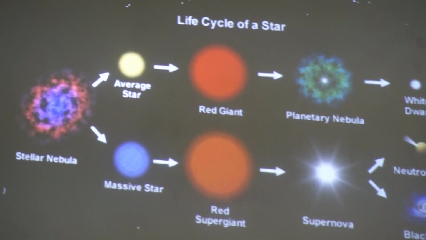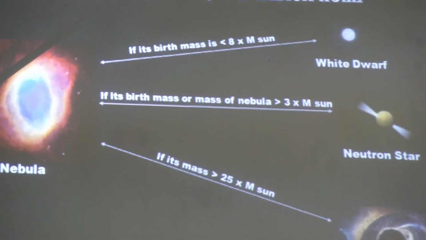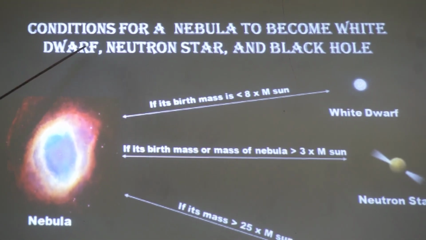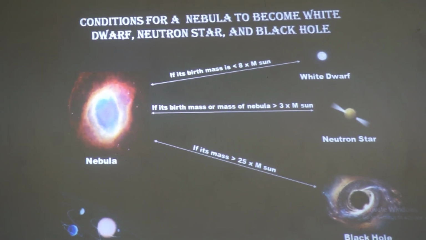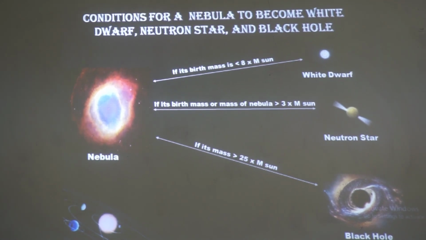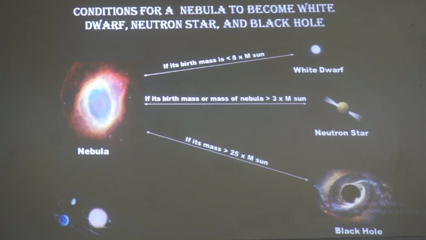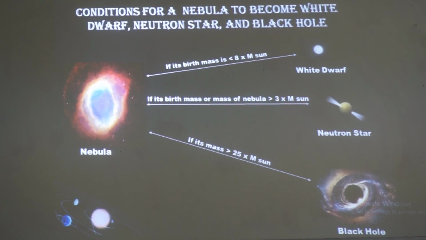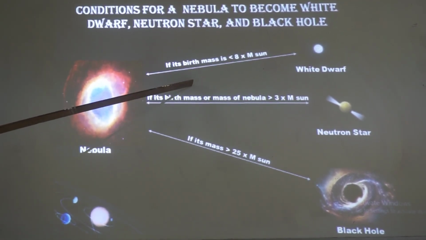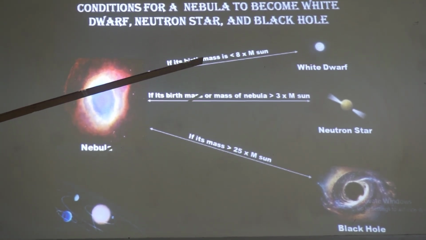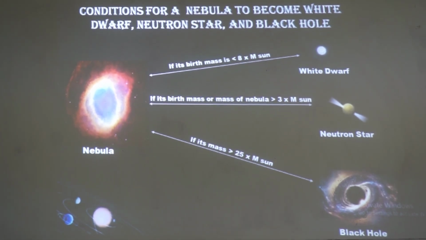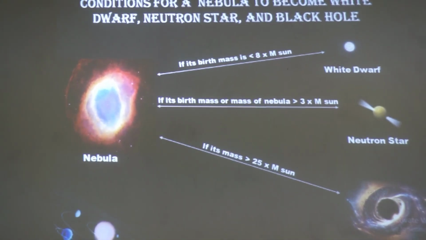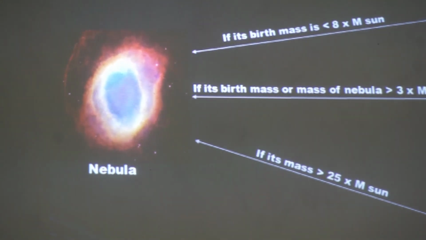What are the conditions in the last slide? Conditions for a nebula to become a white dwarf, neutron star, and black hole. So this is the exact mathematics which I am sharing with you. One of the Indian scientists, Chandrasekhar, proposed this data, one of the greatest scientists in astronomy from India. So now, you know a nebula is a cluster of hydrogen and dust.